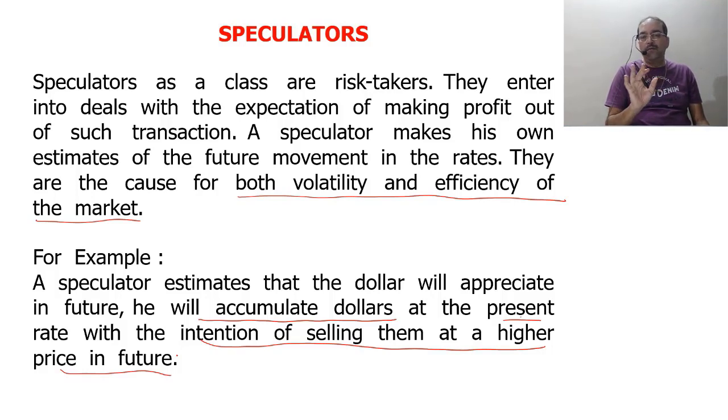Okay, point is clear. So first group of people, hedgers. Second group of people, speculators. Third group of people, arbitrageurs. Arbitrageurs are very smart people, very alert people. People who want to make profit by not investing anything, by undertaking offsetting transactions.